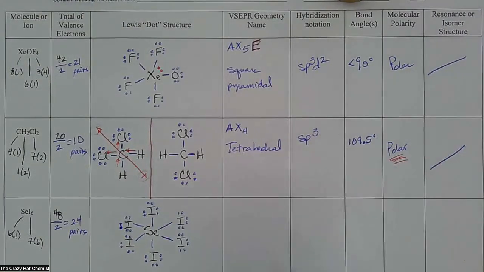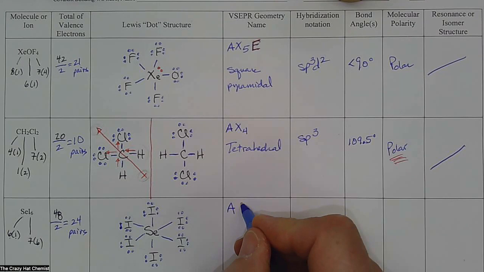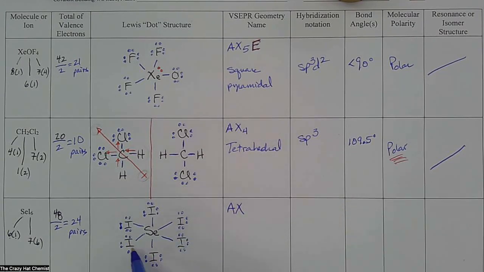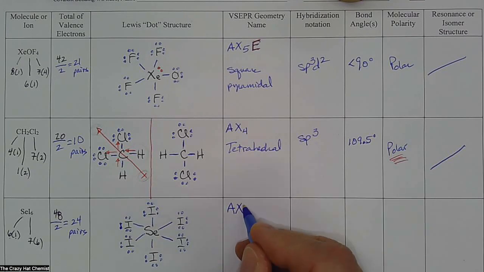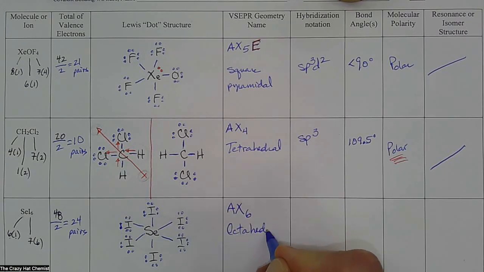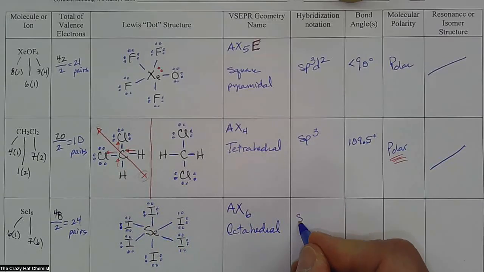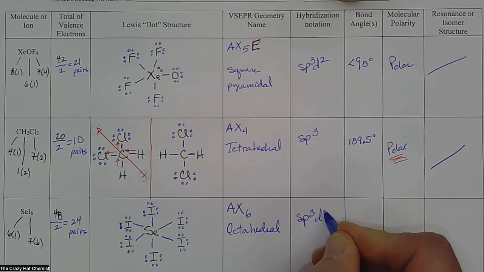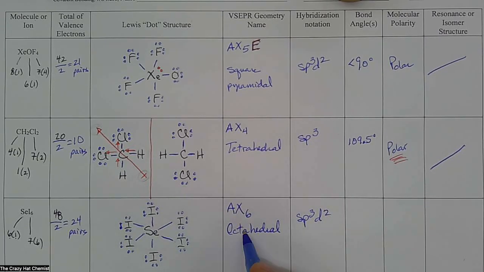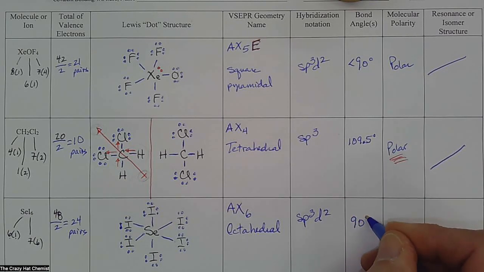Now what we need to do is do the X. So the central element is an A, that's selenium. Then I have X, that's 1, 2, 3, 4, 5, 6. Are there any lone pairs on the central element? That's a no. Okay, so therefore AX6, this is octahedral. Hybridization, S, P1, P2, P3, D1, D2, SP3D2. Bond angles, if it's octahedral, are 90 degrees.